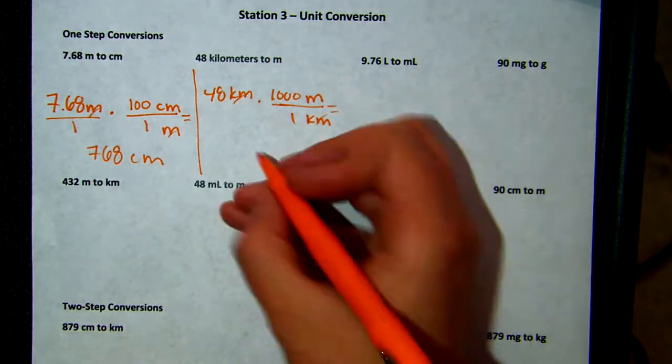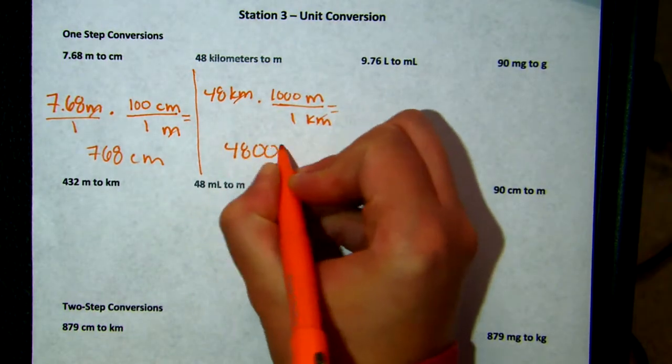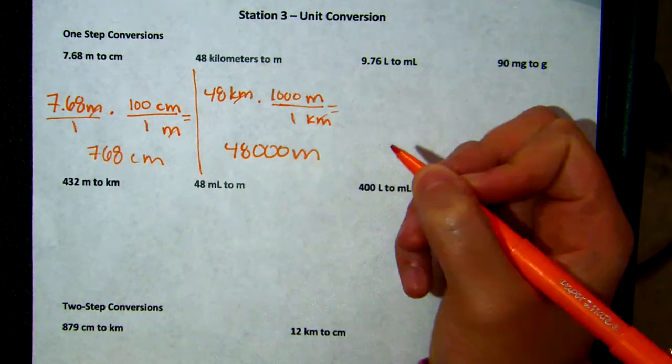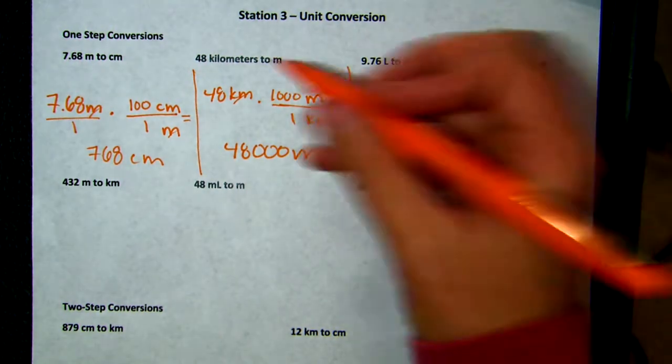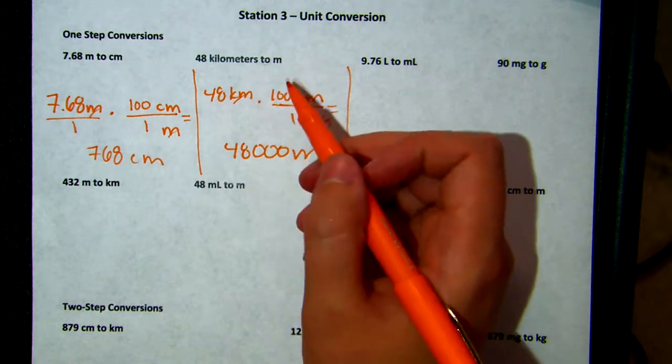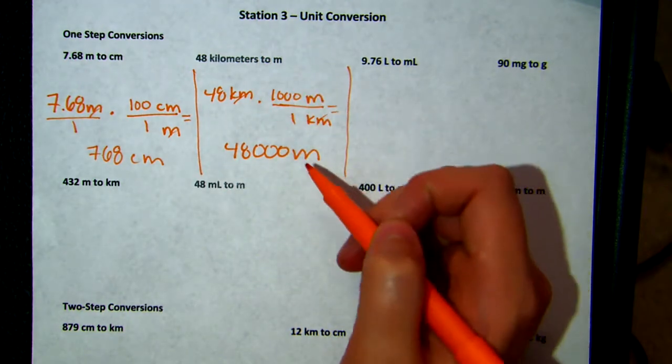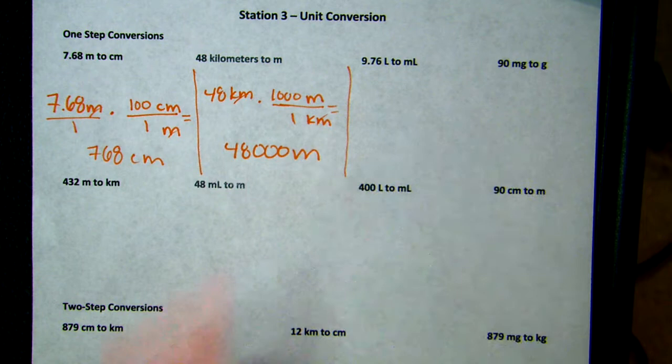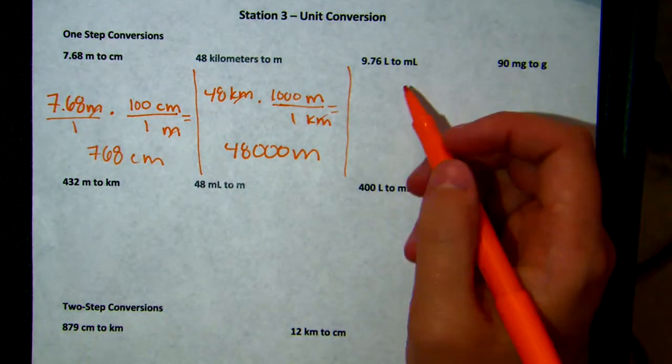So I have 48 times 1,000. That is 48,000 meters. And that makes sense too, right? Because kilometers are bigger than meters. So if we're going from kilometers to meters, we expect there to be a lot more meters than kilometers. Good, let's move on to this one.